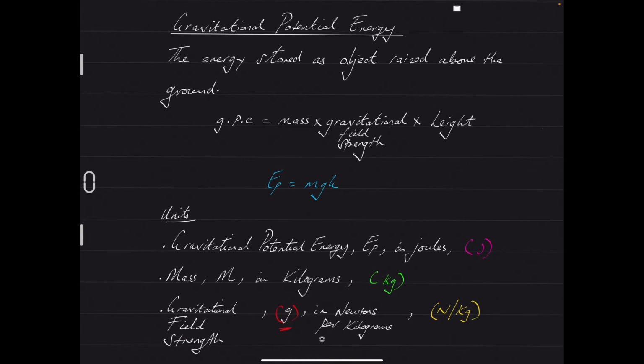And the value of g will be given. You will not be expected to know the value of g. You will be given the value of g based on the context of the question. If you are given a question that is not on this planet but based on another planet's gravity, then you will be given that value. But be aware that when you calculate it via the equation, the unit for gravitational field strength is newton per kilogram.